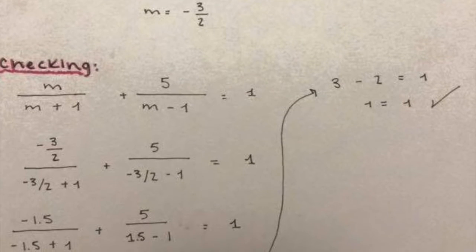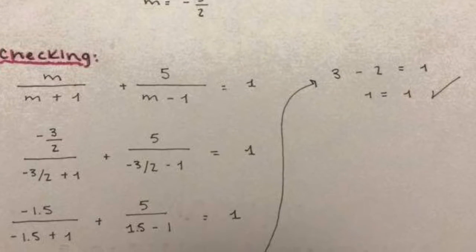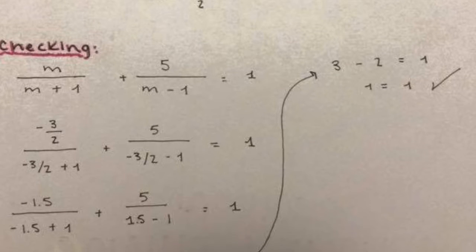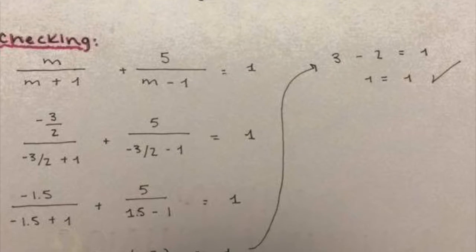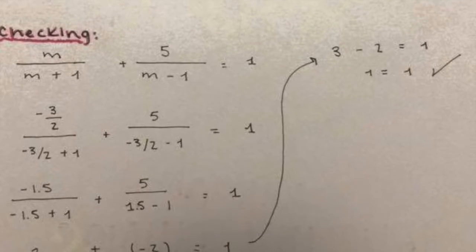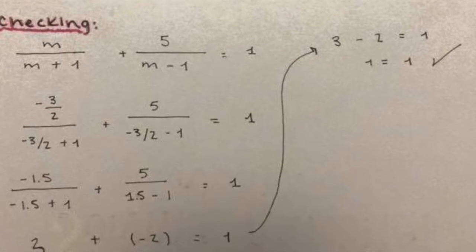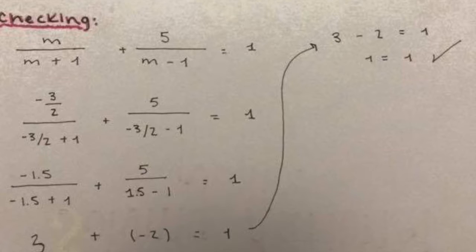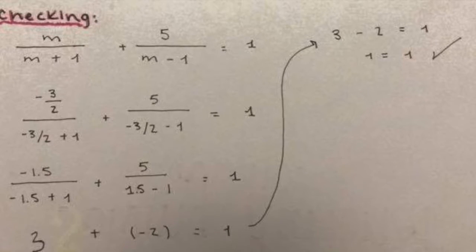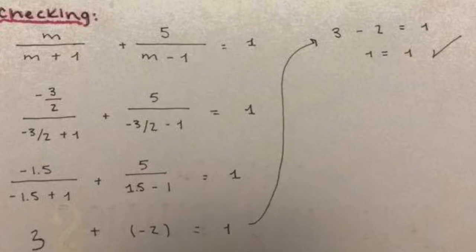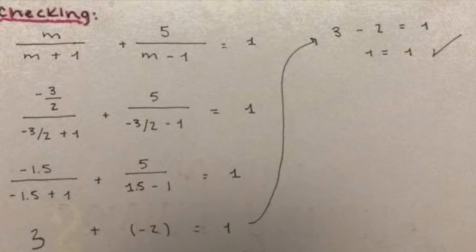So we do m over m plus 1 plus 5 over m minus 1 is equal to 1, and we substitute with negative 3 over 2. Then we solve for the values, and we found out that 1 is equal to 1.